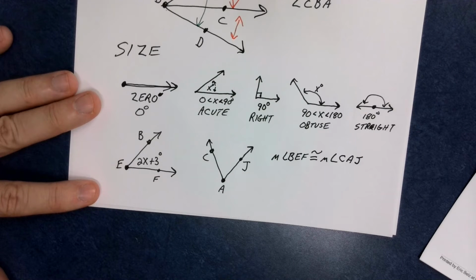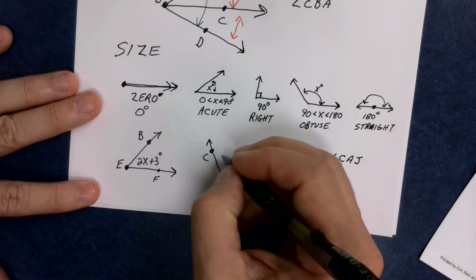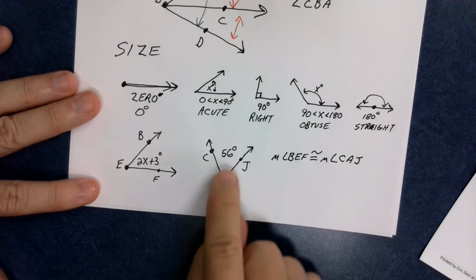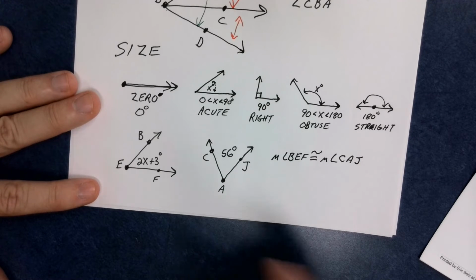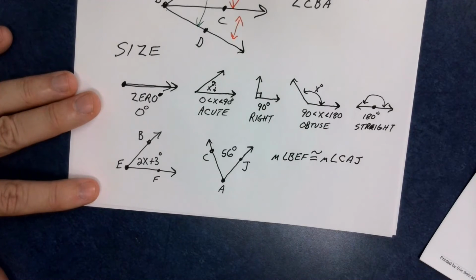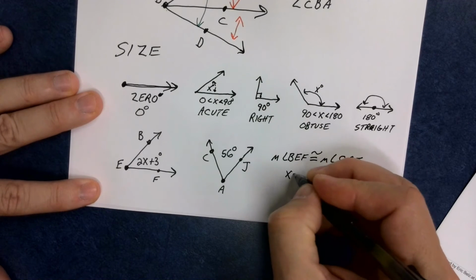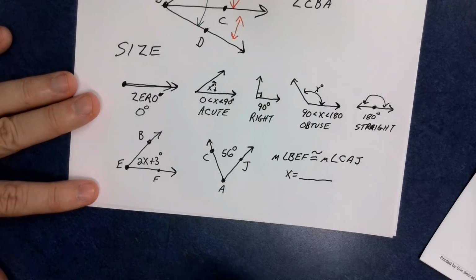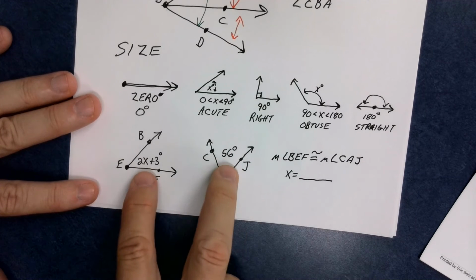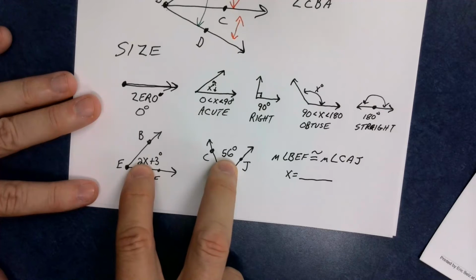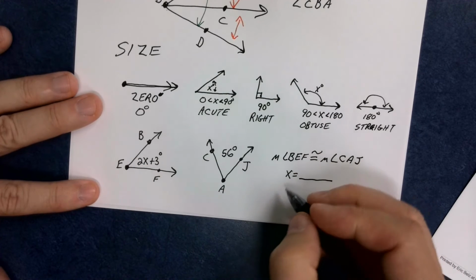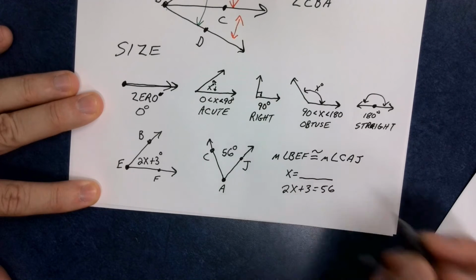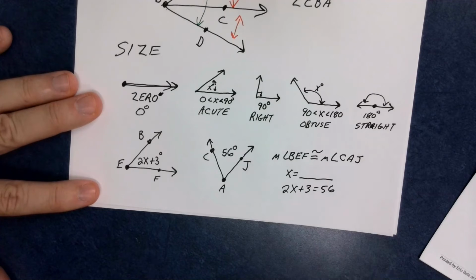Okay? Now let's say that this was 56 degrees. That angle opening was 56 degrees. And I just made that up and I wrote it down there, 56 degrees. So I want to know, what does x equal? Well, you can use algebra now. If these two things are congruent, then those two things are the exact same size, which means we can write the equation 2x plus 3 equals 56. And then we can solve that through algebra.